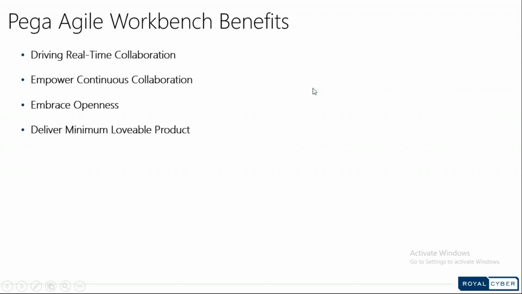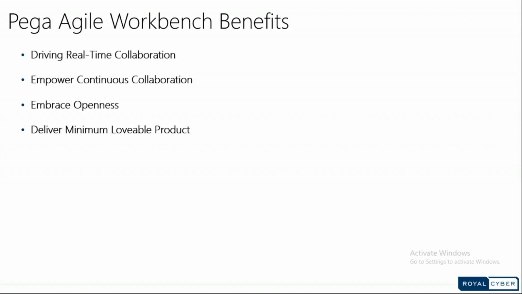And coming to the next slide. So the advantage of going with the Pega Agile Workbench, what are the benefits? As I told you, it's real-time collaboration with your business users. You don't have any gaps in between in communication. There is no gap, as they are directly giving the feedback in the tool itself. And the next thing is obviously the empowered continuous collaboration.